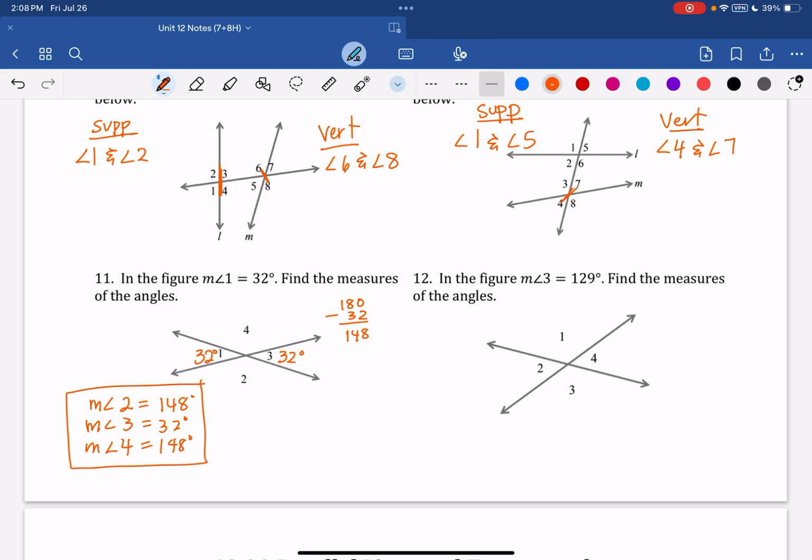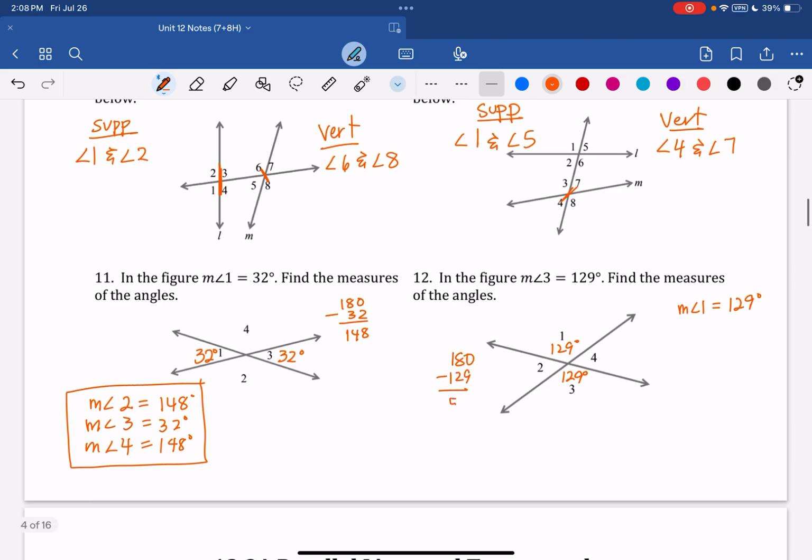The measure of angle 3 is 129. So that means the measure of angle 1 is 129, because they're vertical. And then we're going to take 180 minus 129. That's 51. So our other two are 51. So the measure of angle 2 is 51 degrees. The measure of angle 4 is 51 degrees. That little m that I put in front means measure of. So when you're talking angle measures, you should have that little m in front as well.